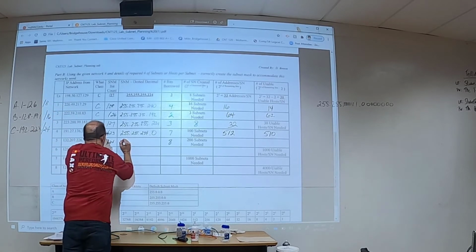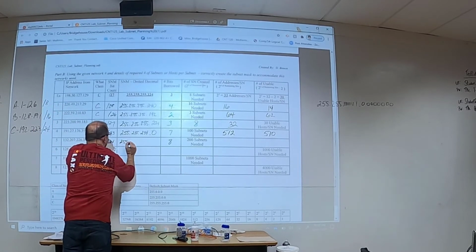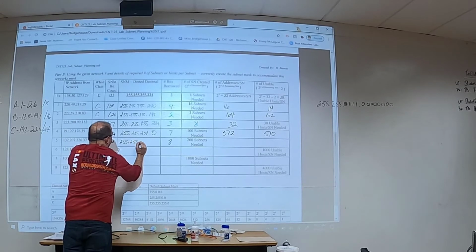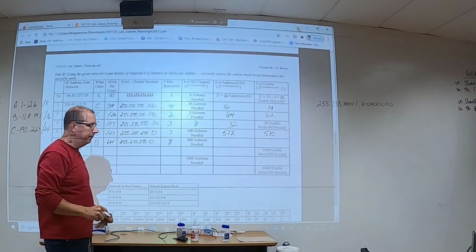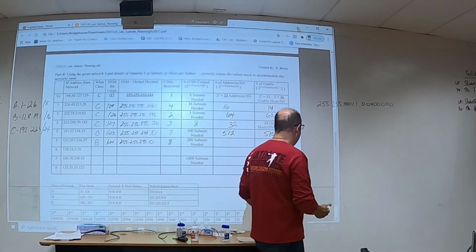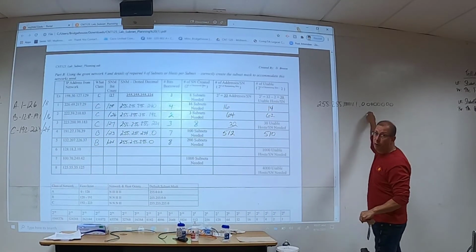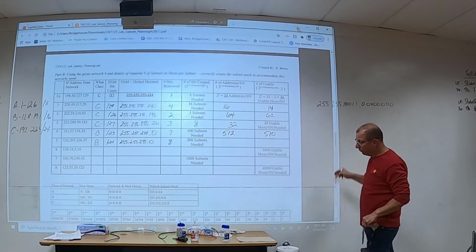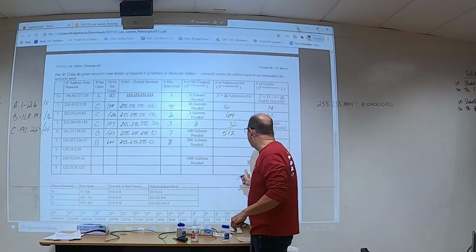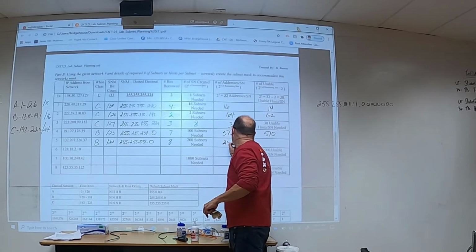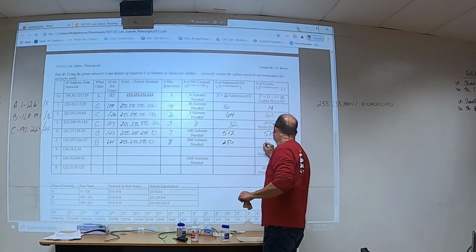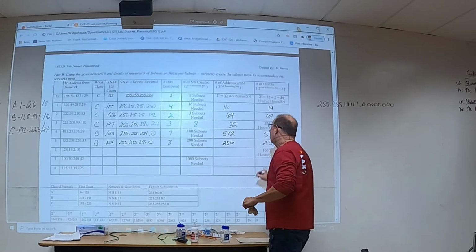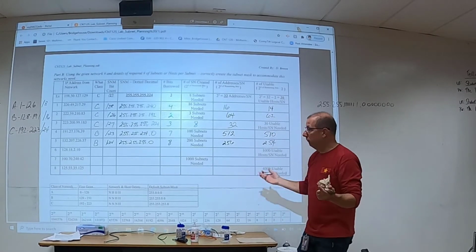The subnet mask will be a 255.255.255.0. Okay? How many bits didn't I borrow? Well, I didn't borrow anything from the 4th octet. So 2 to the 8th is 256, minus 2, 254. Right?